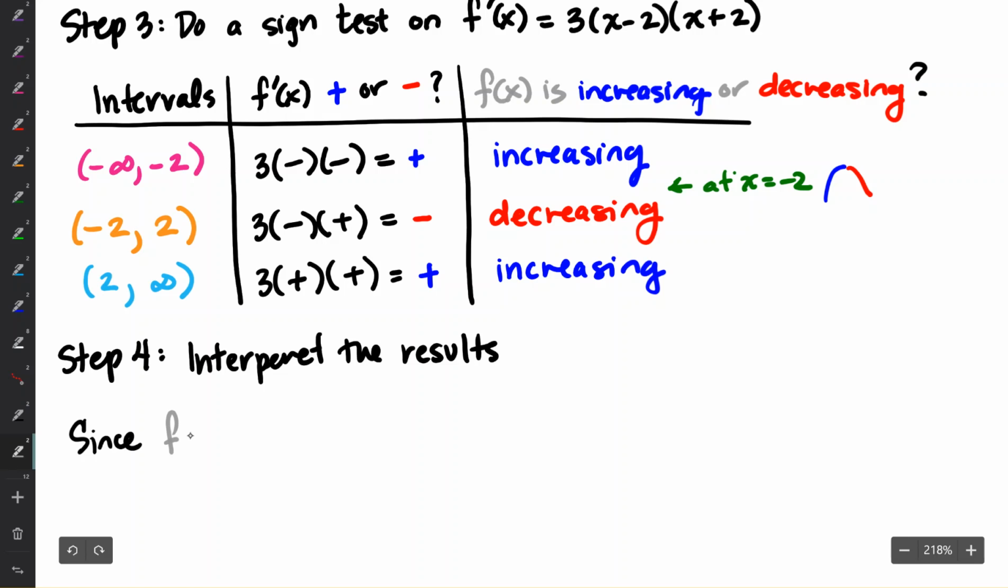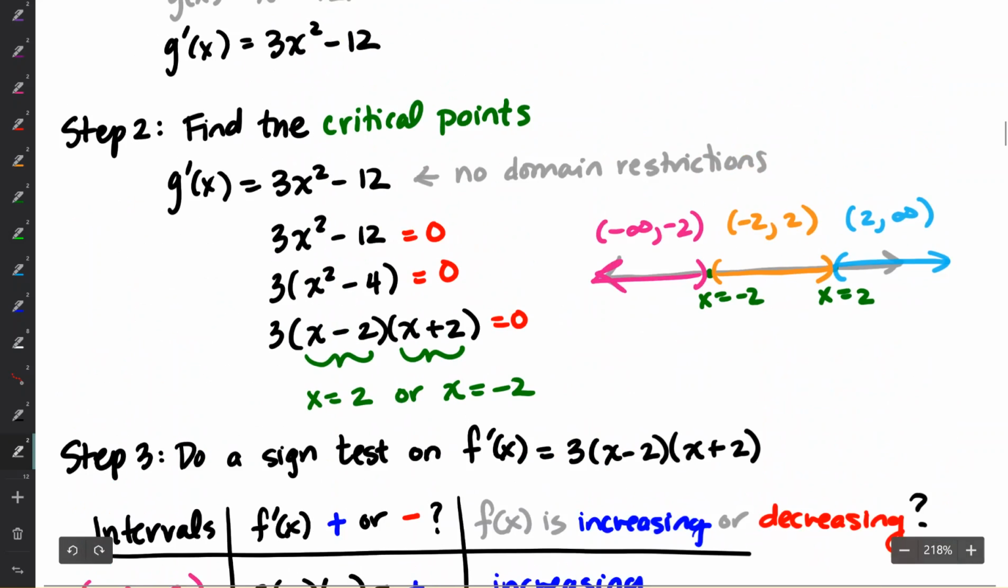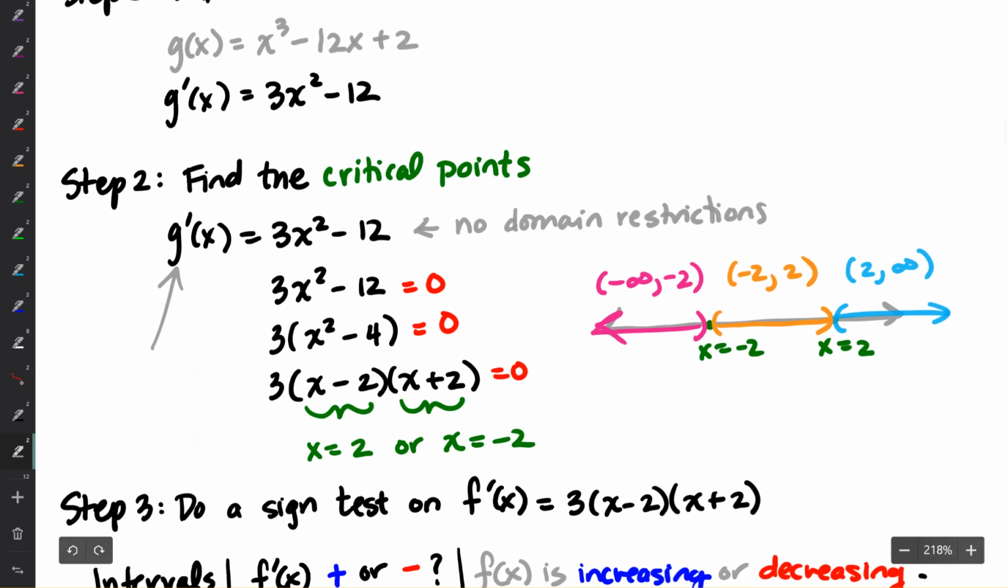Since f changes from increasing to decreasing, at x equals negative 2, what must be true? F of, oh, and the name of this function I just realized isn't f, huh? It's g. You guys have probably been laughing at me this whole time. I'll change that real quick.